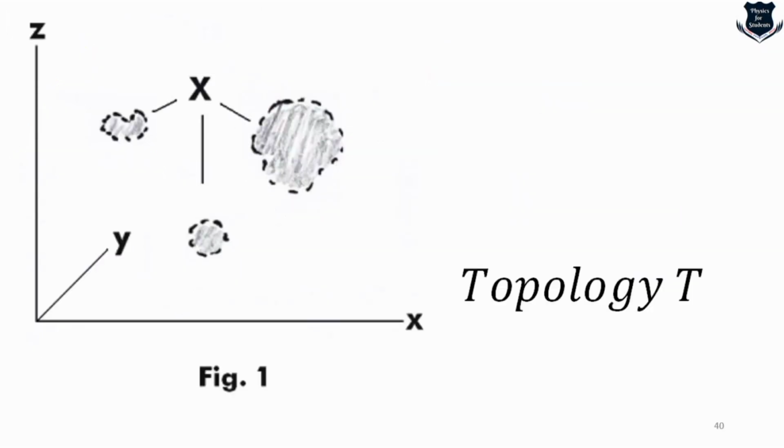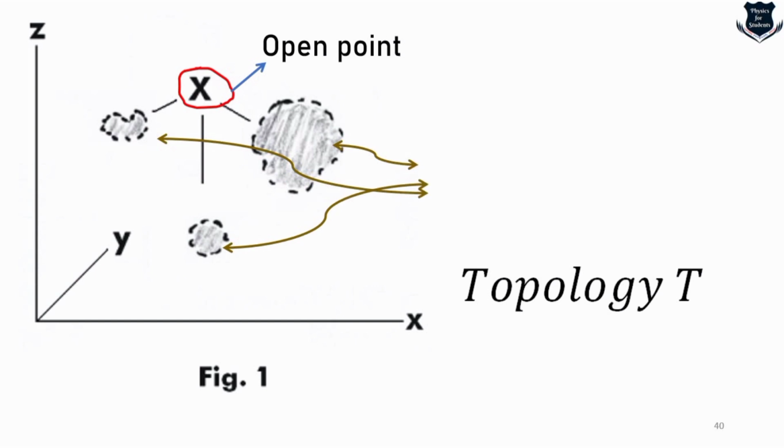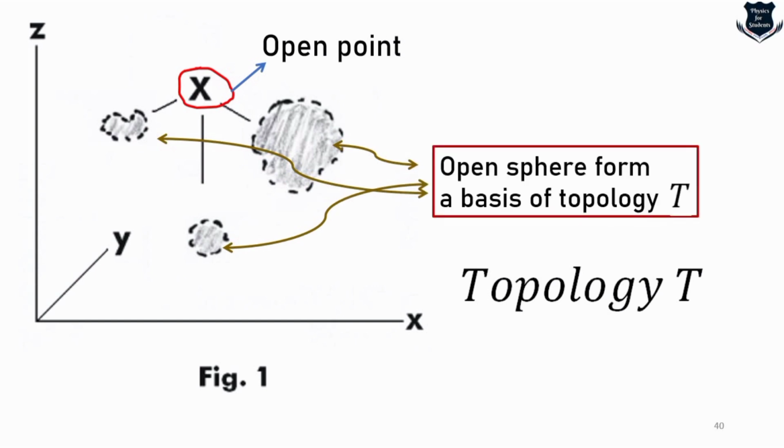Okay, so this is another example. This X represents the open point as shown in the figure with a topology T, which is already shown, and consisting of all open sets in X. These are open spheres in space. An open sphere forms a basis for a topology T. These consist of all open sets in X.